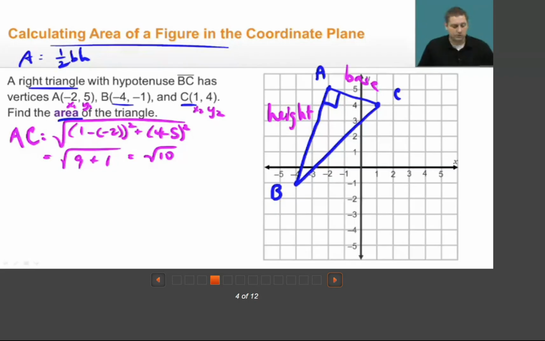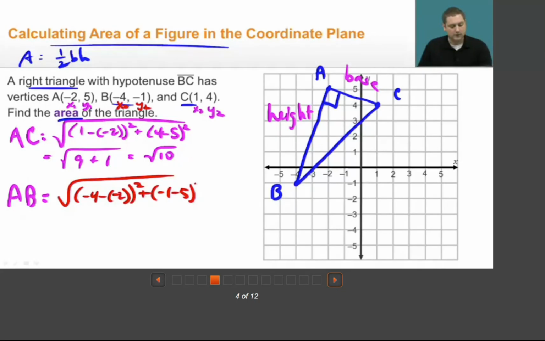All right, let's move on to AB. Same idea. Only for this example, I'll just keep x1, y1 as A, and we'll do x2, y2 for B. So that's going to be a -4 minus a -2 quantity squared plus a -1 minus 5 quantity squared. -4 minus a -2 is a -4 plus 2, which is a -2. And if I square that, I'm going to get a +4.